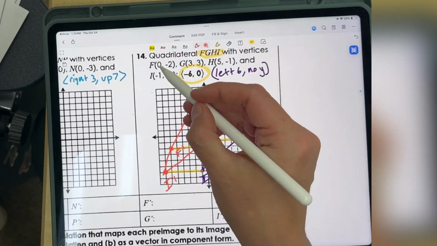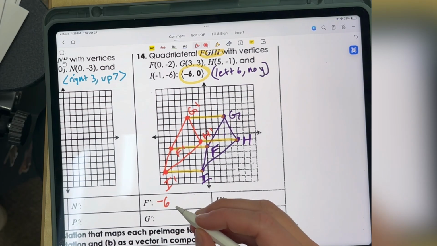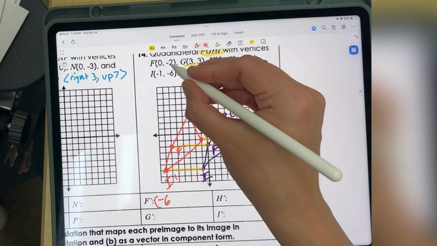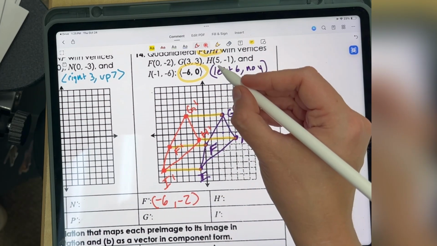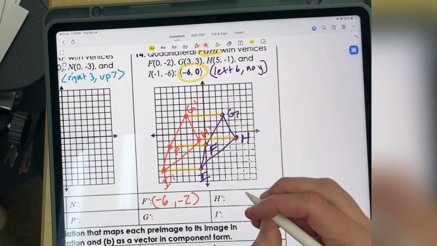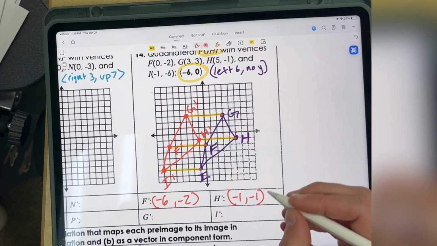Okay, what is 7 plus 6? Or sorry, minus 6, my bad. 0 minus 6 is negative 6. 2 plus 0 is still negative 2. H is at 5, negative 1. So 5 minus 6 is negative 1. Keep the y value, so negative 1.